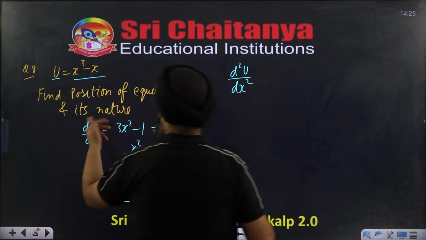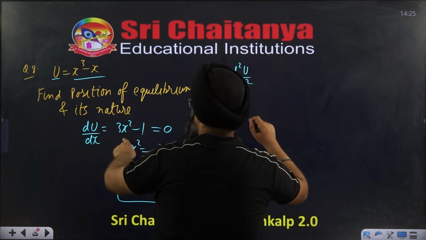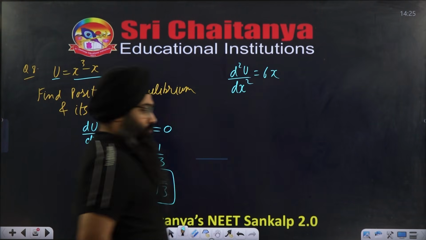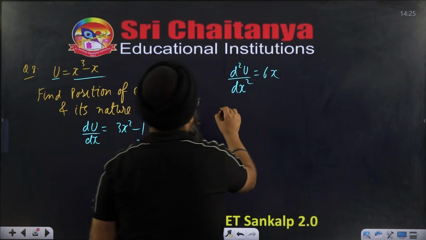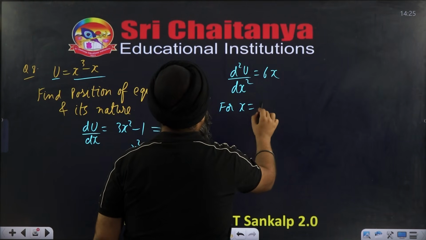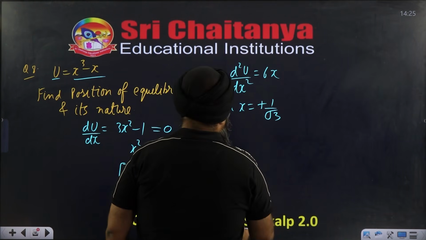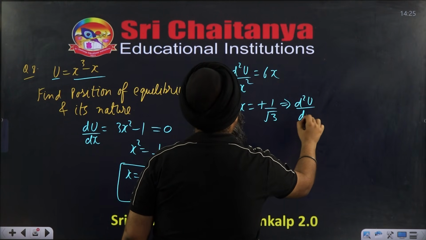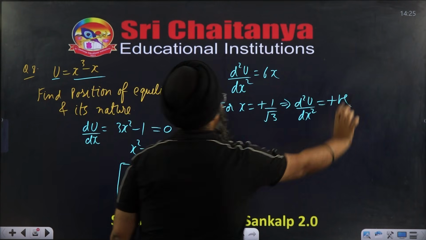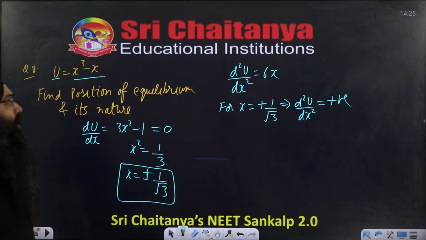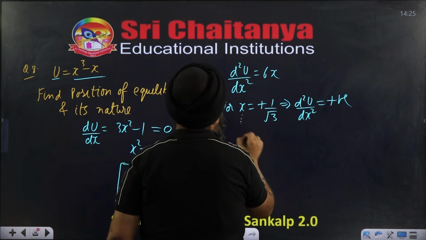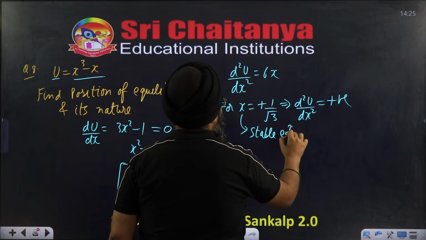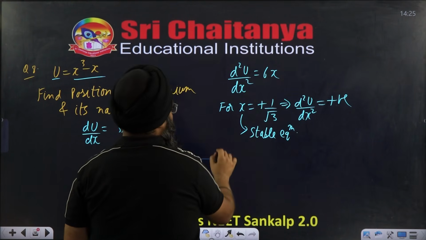So double differentiation, let us do. If you do double differentiation, what will you get? You will get 6x. Now for x equal to plus 1 by root 3, double differentiation is coming out to be positive. That means it is a stable equilibrium position, and potential energy will be minimum for this, remember.